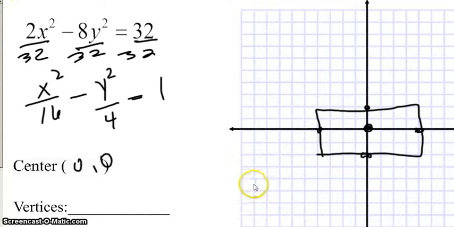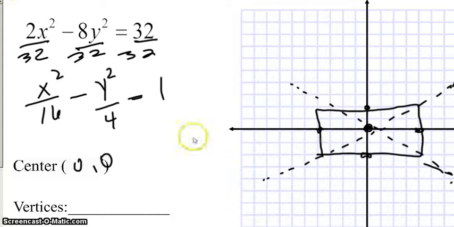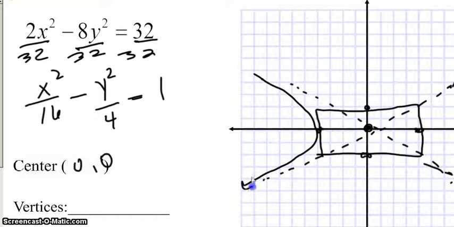The next thing I'm going to do is dotted diagonals through my boxes. Diagonal through here. Okay. Since the x term is first, then I know that the x points on the x-axis are what's important. So I am going to draw my hyperbola by touching that, but staying inside my dotted lines. And then I'm going to do it here. Okay? That's it. That's drawing your whole hyperbola.